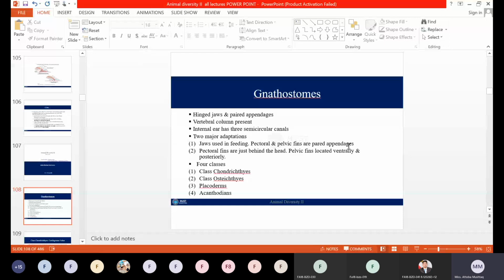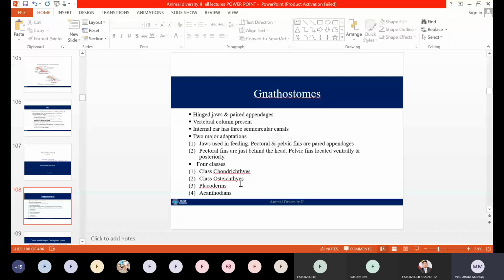Okay. Now if we talk about gnathostomes, there are four classes of gnathostomes. The first one, which we will discuss today, is class Chondrichthyes. The second class is the Osteichthyes. The third one are the placoderms, and the fourth ones are acanthodians, right? If we talk about placoderms and acanthodians, they both became extinct, right?